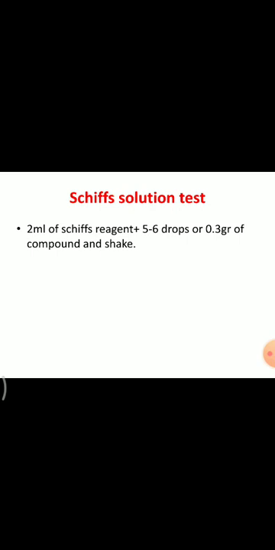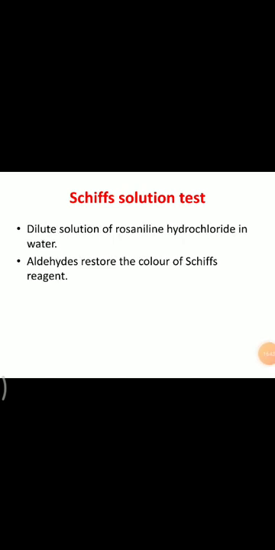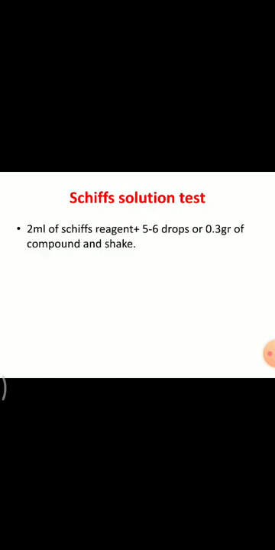Of course, aliphatic aldehydes restore the color quickly, but aromatic aldehydes restore the color very slowly. Okay, this is about the Schiff's solution test. Schiff's reagent is a dilute solution of rosaniline hydrochloride in water. It has a pink color, which is discharged by passing sulfur dioxide gas. Aldehydes restore the color of Schiff's reagent.